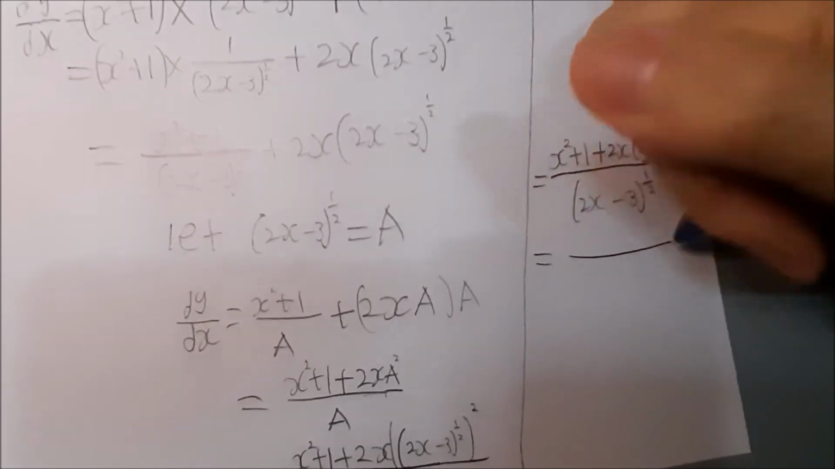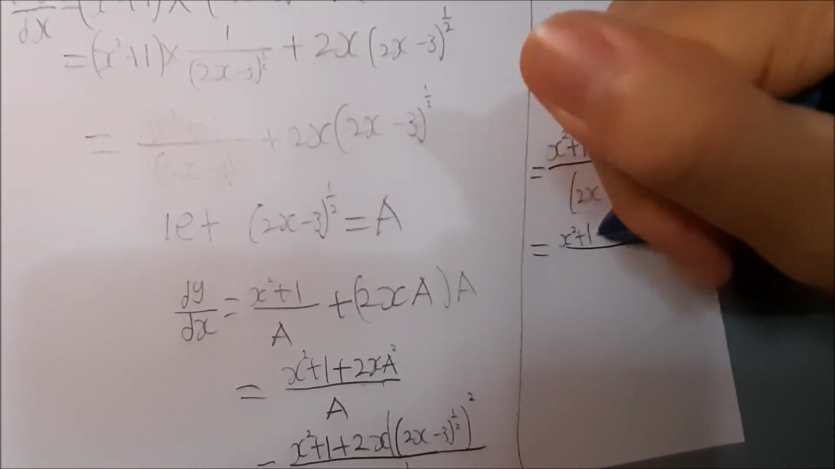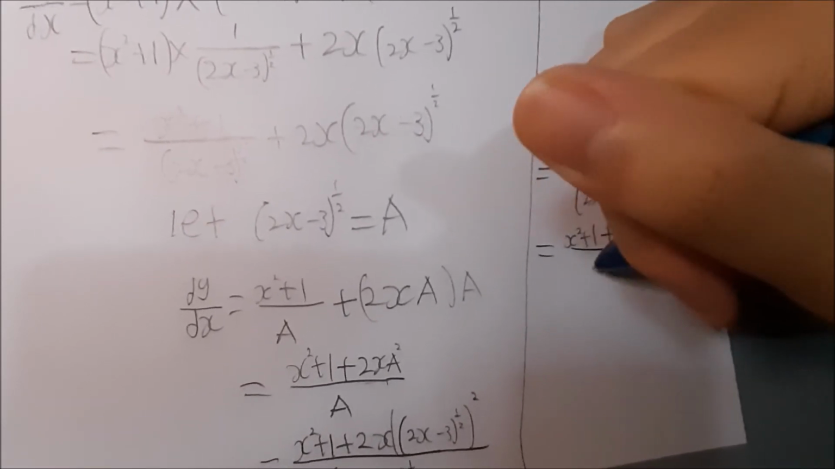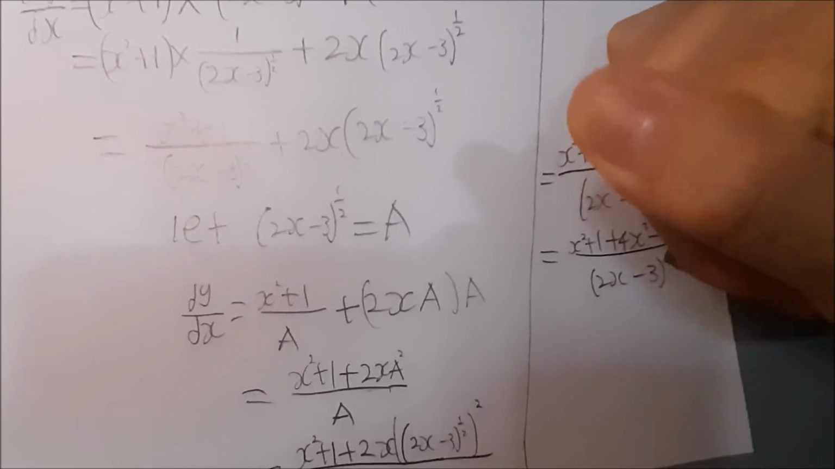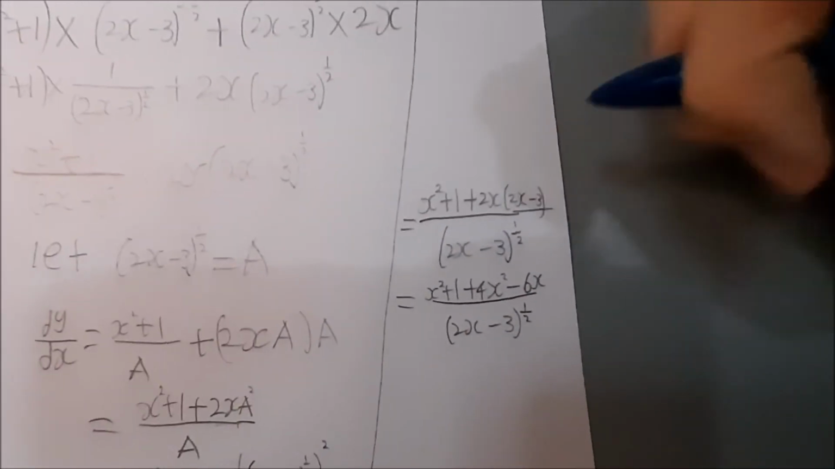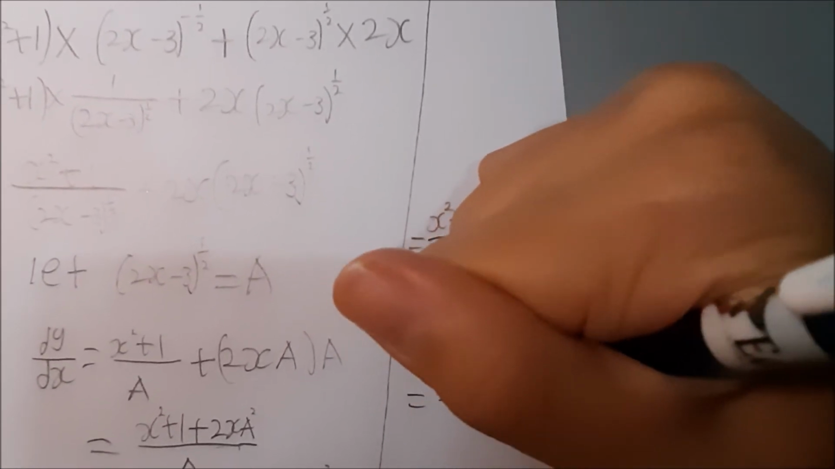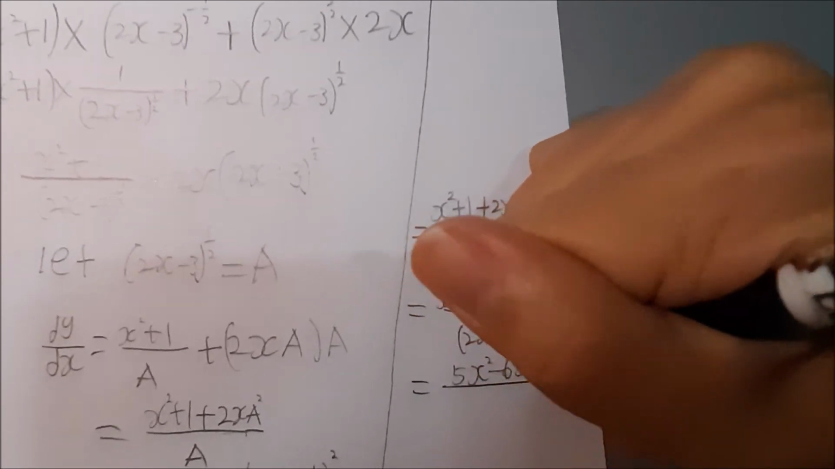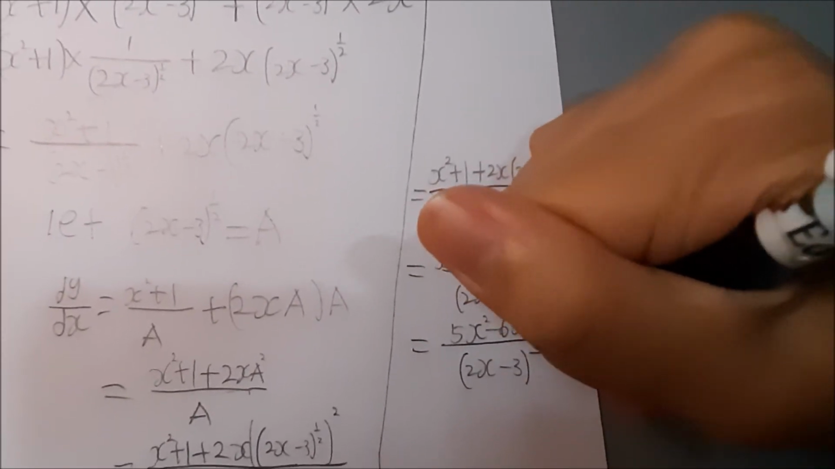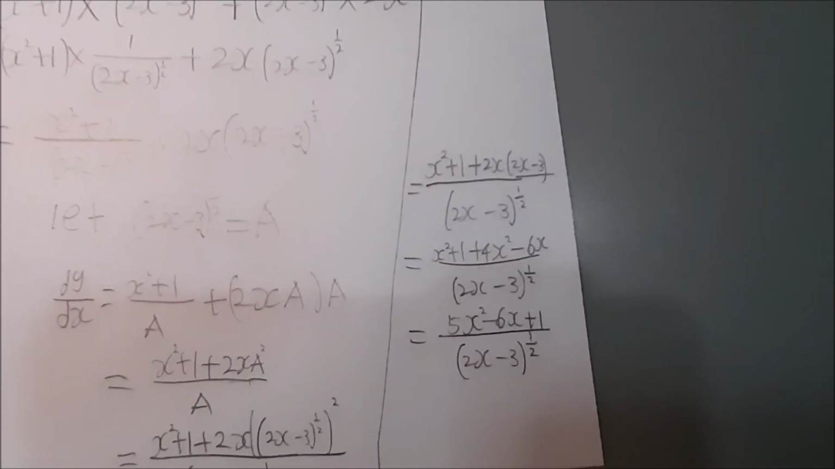So from here, you can just expand this equation so that you can get x squared plus 1 plus 4x squared minus 6x divided by 2x minus 3 to the power of half. Just like that. And now from here, if you simplify this equation, you get 5x squared minus 6x plus 1 divided by 2x minus 3 to the power of half. And that is your answer, which is dy dx.